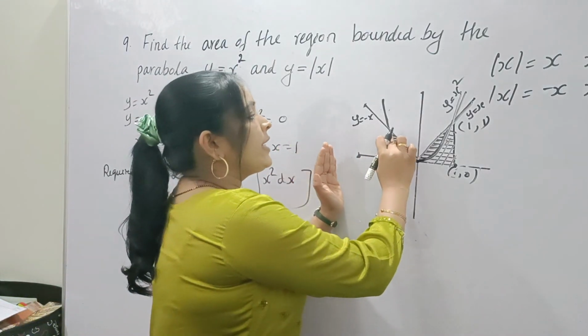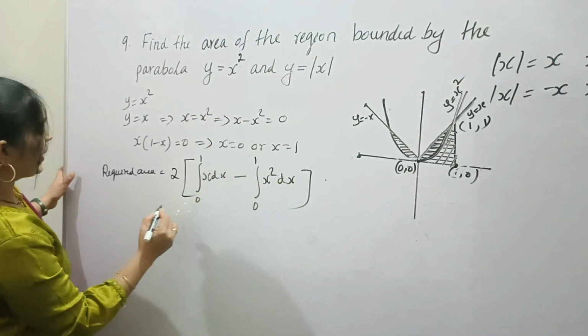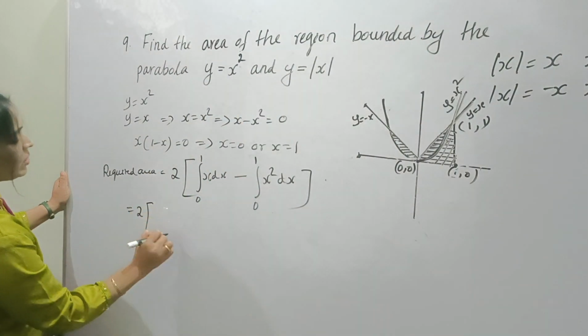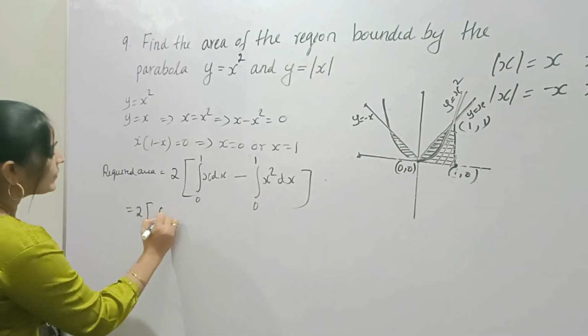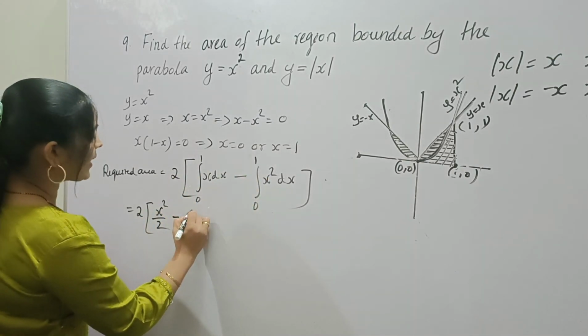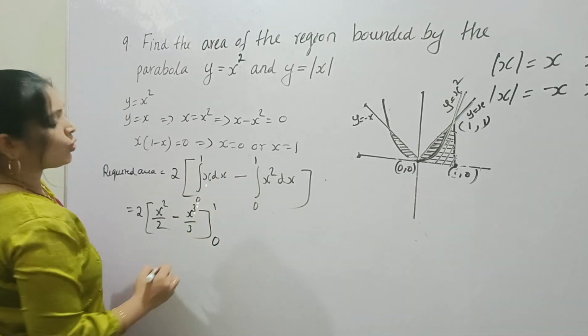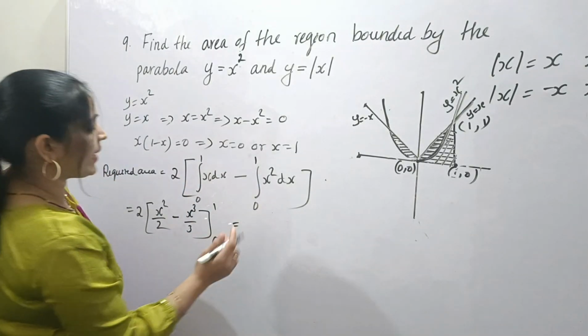That is the area of this region. Okay, required area. Now let's find 2 into integral of x is x square by 2 minus x cube by 3, limits 0 to 1. Okay, same limits, so we can write together.